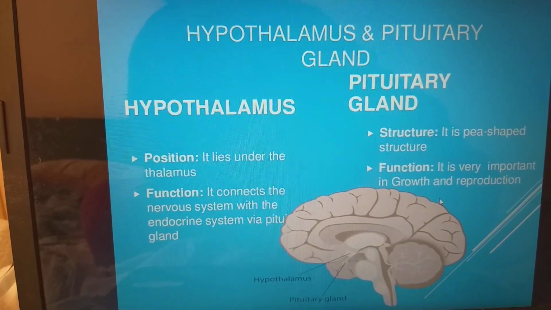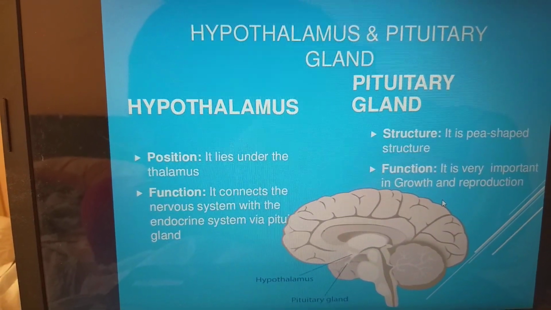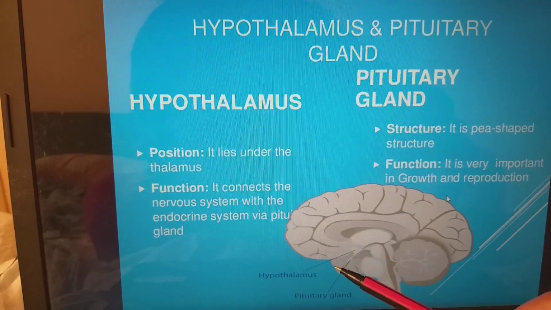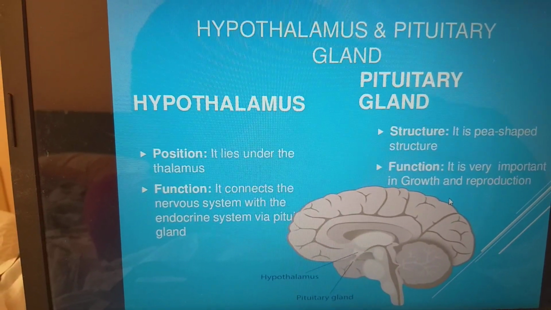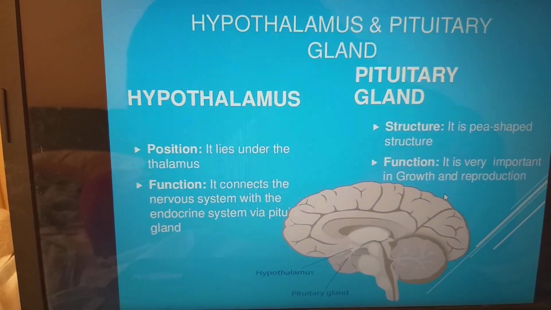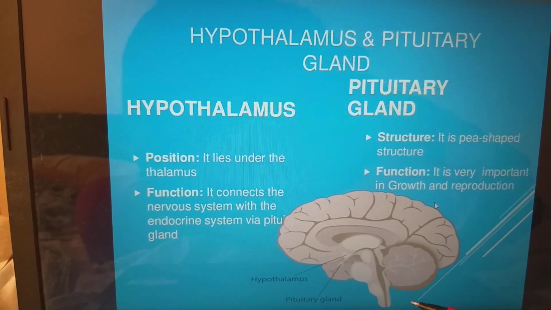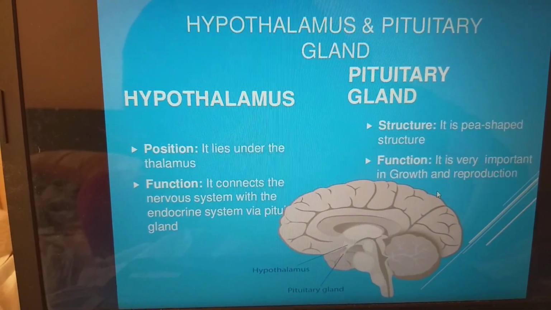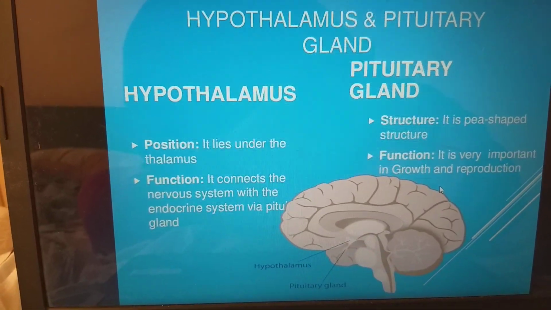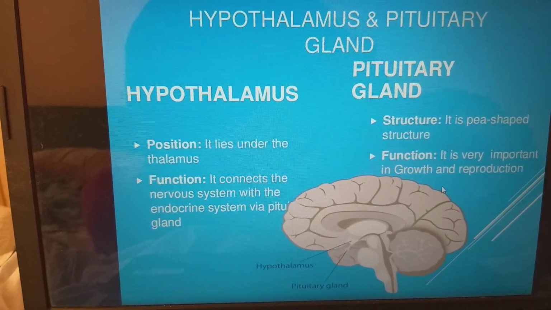Hypothalamus and pituitary glands. These two are very, very important glands. Coming to the hypothalamus, it lies under the thalamus. The name hypothalamus means below the thalamus. Functioning: it connects the nervous system with the endocrine part via the pituitary gland. The only glandular part of the brain is the hypothalamus. It will produce two hormones, nothing but ADH, antidiuretic hormone, and oxytocin. These are the two hormones which are produced in the hypothalamus but secreted by the pituitary gland.